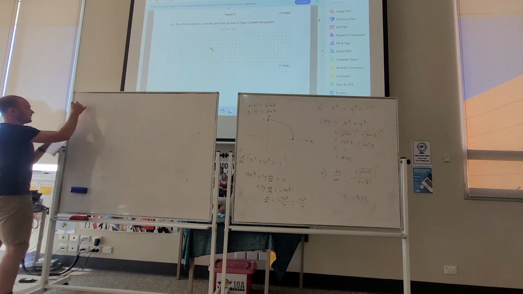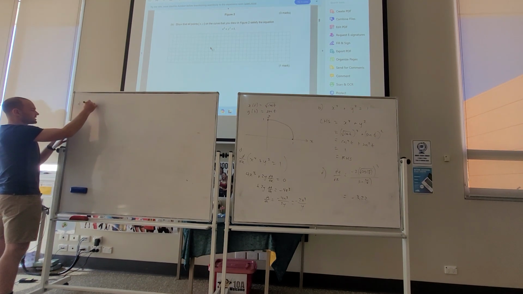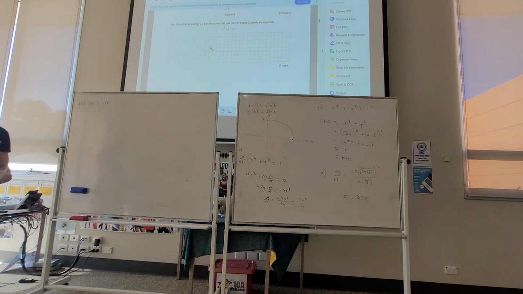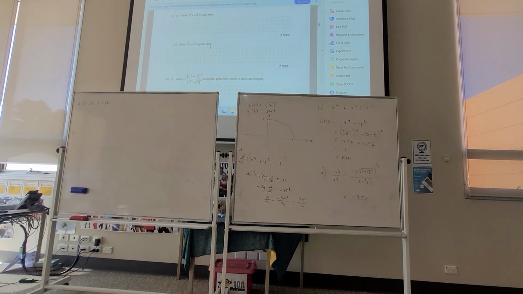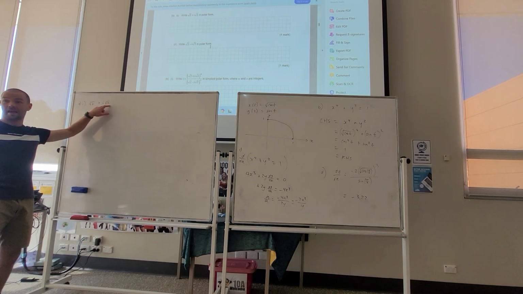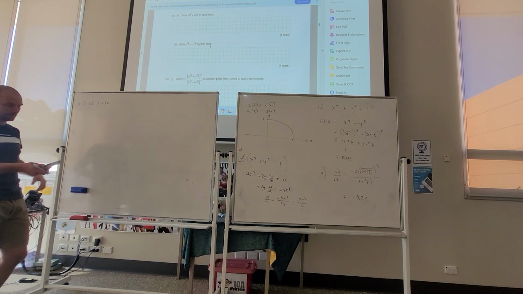Okay, part A, 1. Write root 2 plus i root 2 in polar form. So straight to your calculator. You can type it in and convert to polar form. I'm looking at this going, the real component is the same as the imaginary component, so that means the angle is going to be pi on 4, right, 45 degrees.